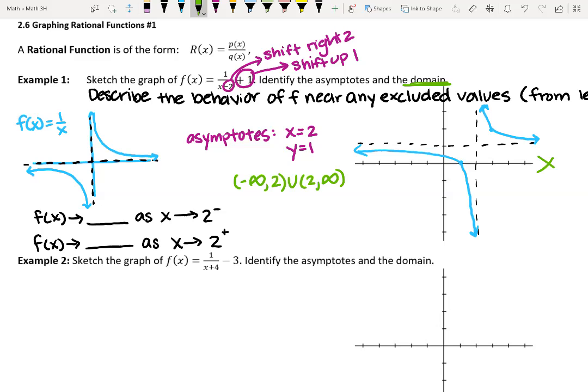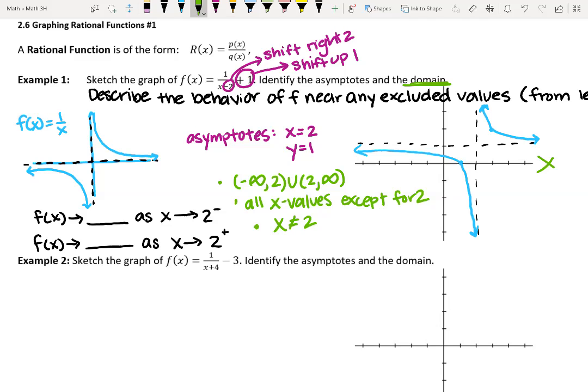Or you can say it's all x values except for positive 2. Another way to say it is that x does not equal positive 2. So there are a couple different ways to say the same thing. Take a look at how your homework wants you to answer it. These are all pretty much the same thing though.